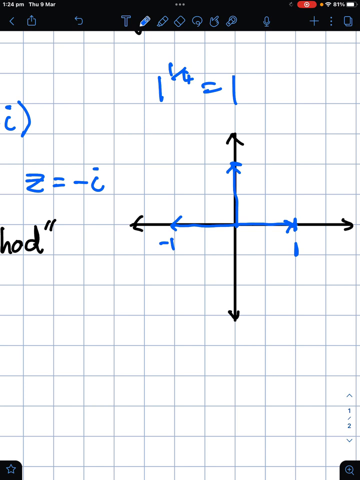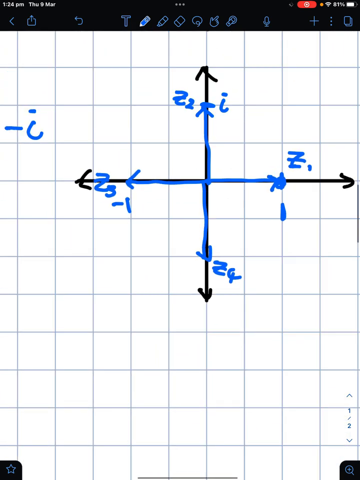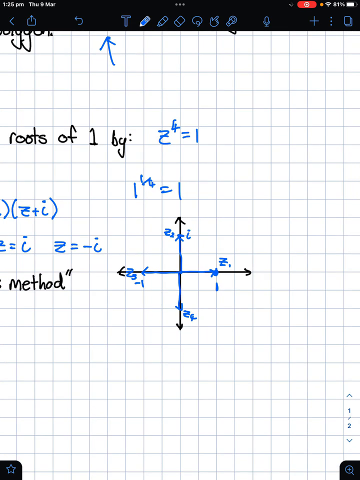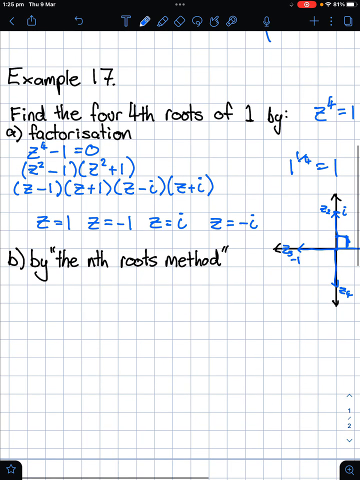So this here, let's just call this one Z subscript 1. And then we had i as well as this one, so let's call this Z subscript 2. We've got Z subscript 3, and then Z4. You'll notice here these are all spaced quite nicely. They're 4 different values, they've all got a right angle between them, they're equally spaced. So these are the solutions.